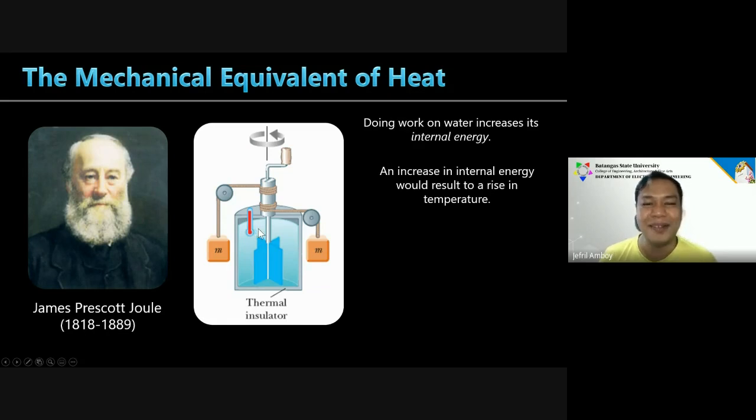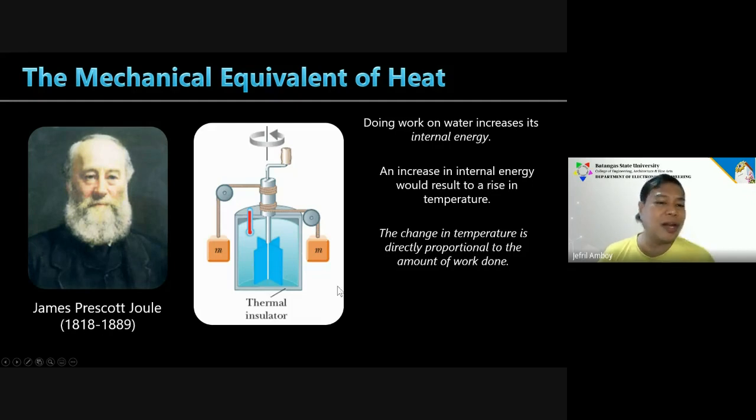Nagkakaintindihan po ba? Okay. Ngayon, ano ang nalaman nitong si Joule? Na-discover niya na yung change in temperature ay proportional doon sa work na ginawa mo sa kanya. Okay? The change in temperature is directly proportional to the amount of work done. So we now know the relationship. If we do a huge amount of work, no? We increase the temperature significantly. So kung ma-quantify lang natin kung gaano karami yung work, pwede nating malaman yung change in temperature.